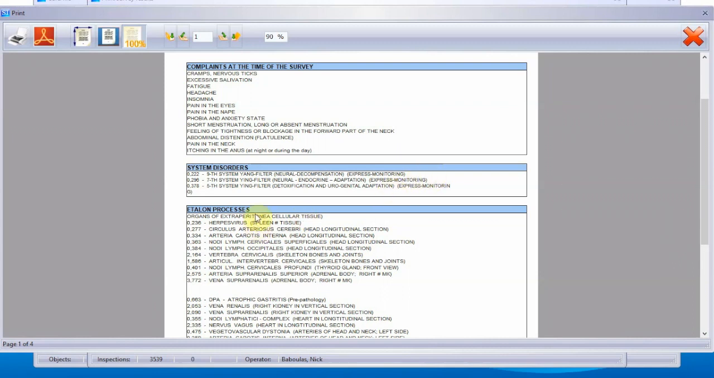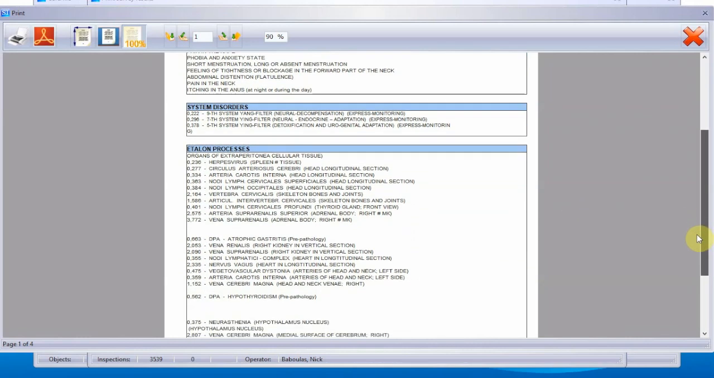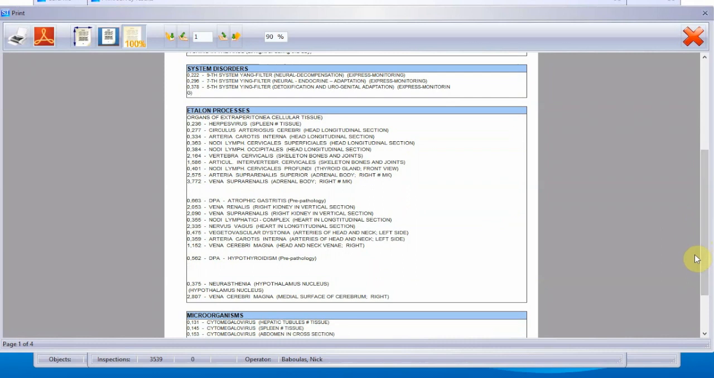The second part is the system disorders, like we talked about previously in the express monitoring video, in terms of the filter systems that are weakest, or the weakest organ systems in a sense. The third part is the echelon processes, which show what might be happening in a person in terms of possible diagnoses and pathologies that are occurring. We have a list here, and also a list of possible specific healthy organs that we can support and treat.